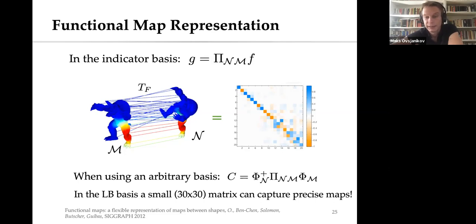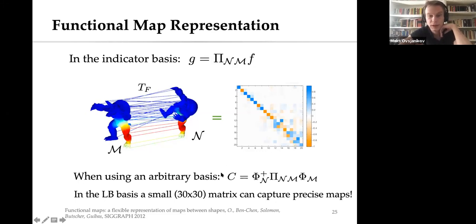And what is nice is that when we're dealing with dense, complicated meshes like human shapes or these armadillos, they can have thousands and thousands of vertices, or maybe even millions. But when you have a multi-scale basis like the Laplace-Beltrami eigenbasis, you can take any map, any correspondence, and express it as a matrix in a fixed basis size. So for example, if I use 30 basis functions, the correspondence becomes a small matrix, and the small 30 by 30 matrix can capture very precise maps. This is an observation that we made. So now we transported this problem between finding what this pi is to finding what the C is.